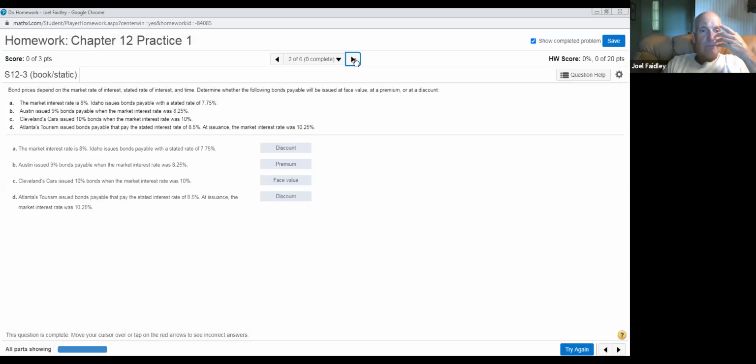Okay, so here the next one, market interest rate, it says is 8%, issues bonds with a stated rate of 7.75. So the stated rate says if I sell these bonds, whoever I sell them to expects 7.75% interest. Well, if everybody else is paying 8%, you want my bonds at 7.75% if they have the same risk value based on S&P or Moody's? The answer is no. You will take my bonds if the face value is discounted.